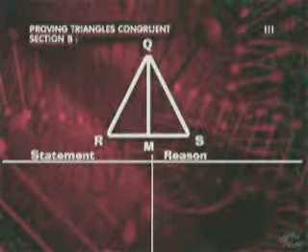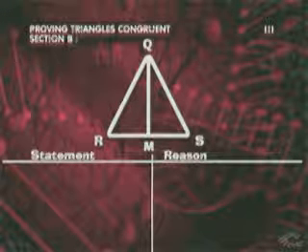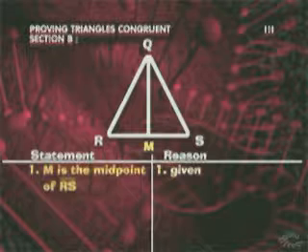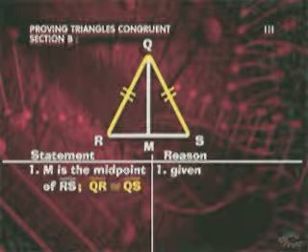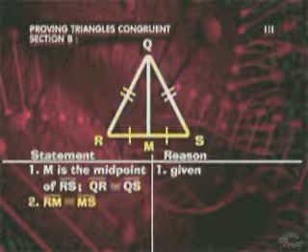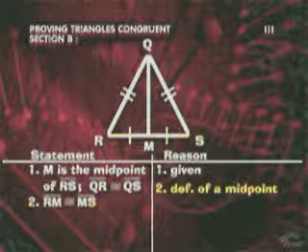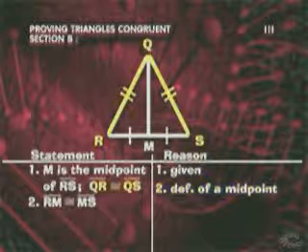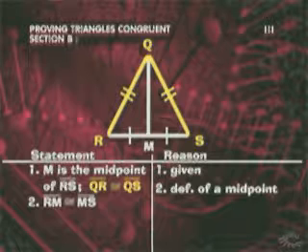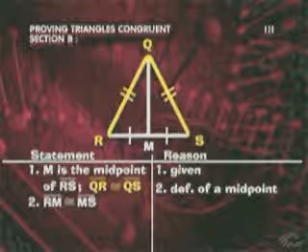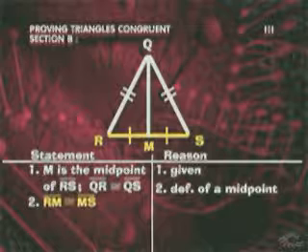Let's set up our proof table. Our first step is to put down all of our given information. M is the midpoint of RS, and segments QR and QS are congruent. Our second step is to state that segments RM and MS are congruent. That's the definition of a midpoint. So, now we've got 2 pairs of sides congruent. The pair we're given, QR and QS, and the 2 that are divided by the midpoint, RM and MS.